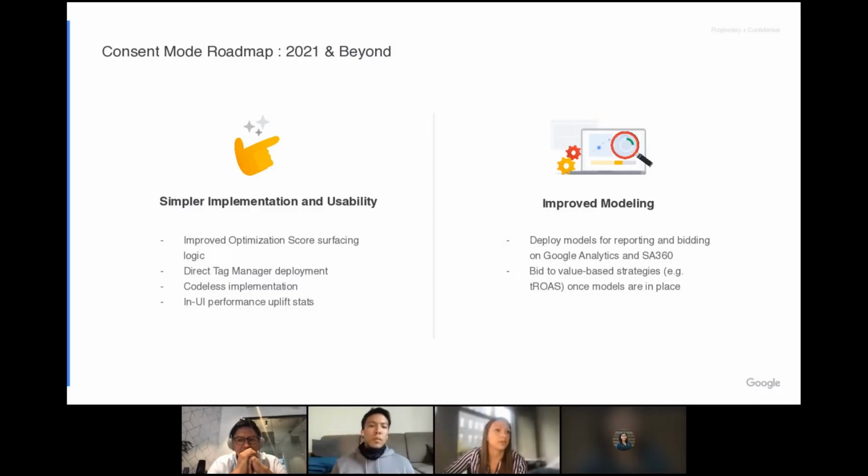We're going to do that through direct Tag Manager deployment and codeless implementation, improving our optimization score surfacing logic, and then an in-UI performance uplift stat. So you'll be able to see how exactly consent mode worked for you. And then also improved modeling. So we're always deploying new models any place that we can. Specifically, we're focused on models for Google Analytics and SA360, and also bidding to value-based strategies.